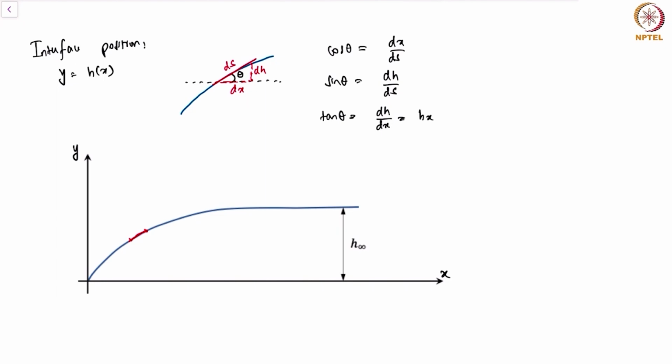We can further also write cosine of theta as 1 by square root of 1 plus h_x squared. We have seen this a few times. Now we will use some of these results, some of these relations.